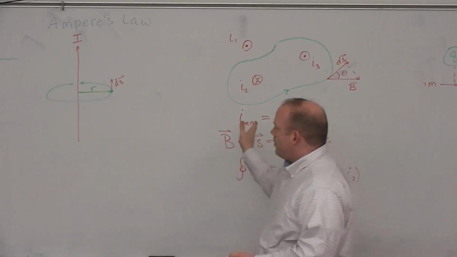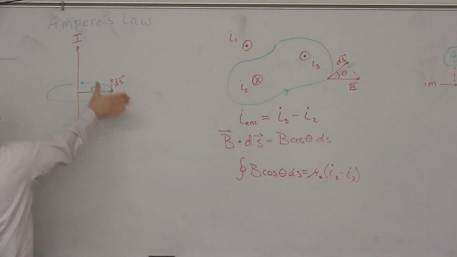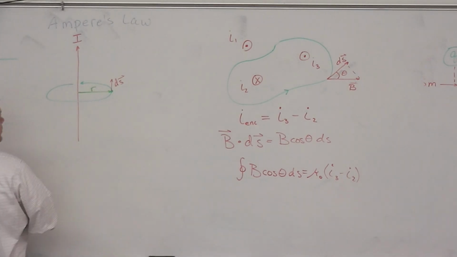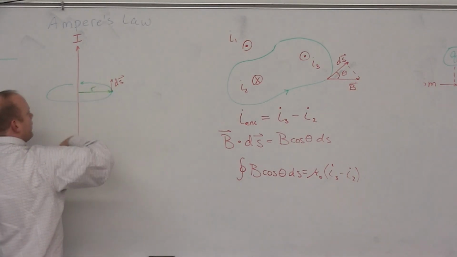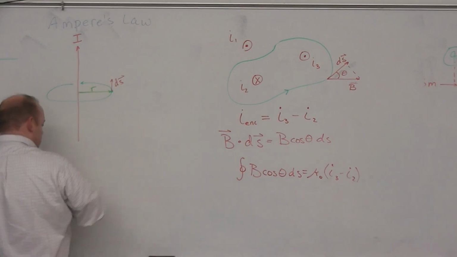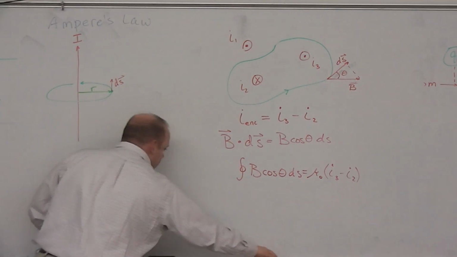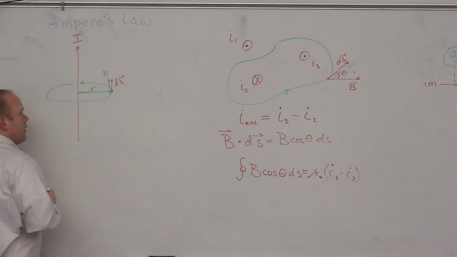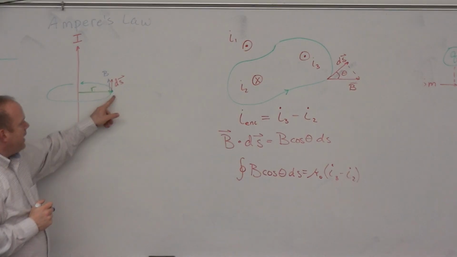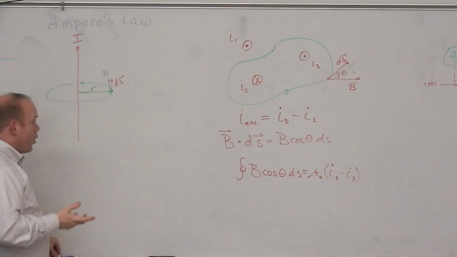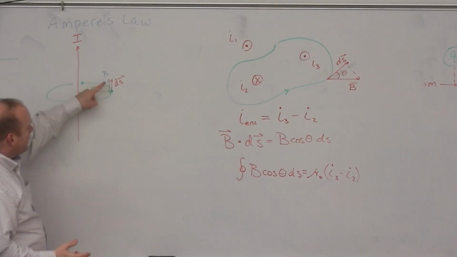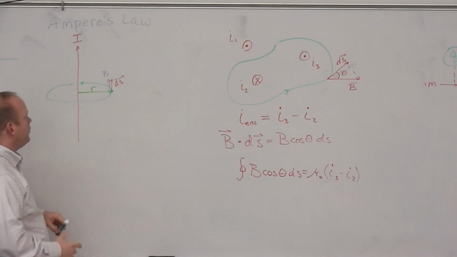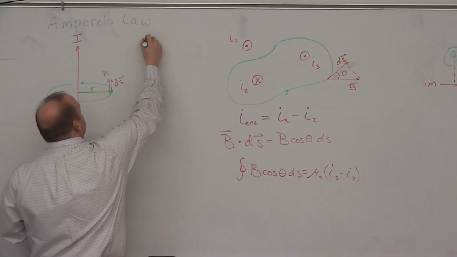Well, we already know that, according to the right-hand rule, the field is going to go around in this direction. So our loop here is wrapping around in the same direction as the magnetic field. So ds points in that direction, and we know that B also points in that direction. So now, the angle between B and ds is 0. Cosine of 0 is 1. B is constant all along this loop. So now I can do Ampere's law for this.